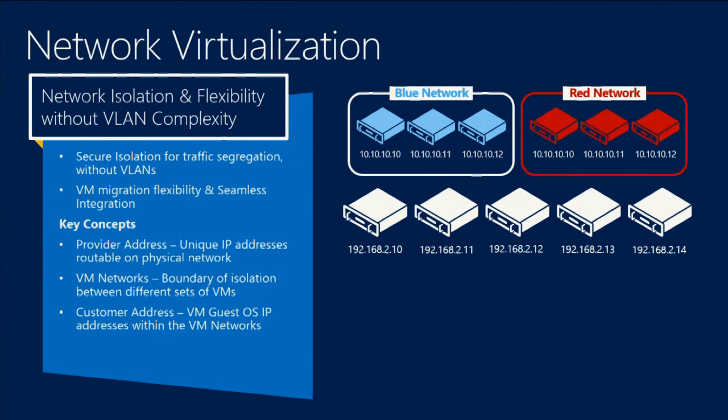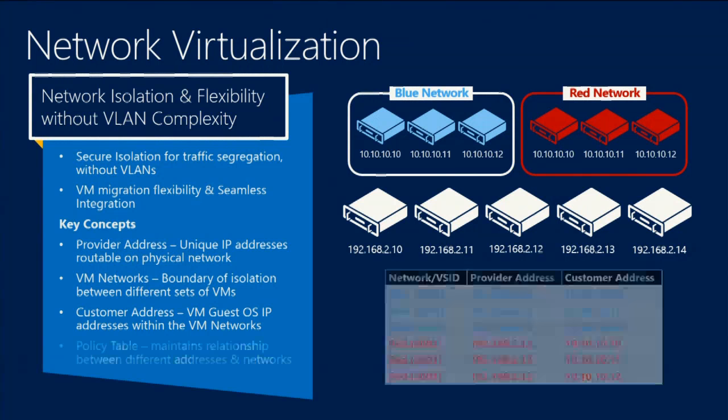Notice these VMs have an IP address of their own, as you'd expect, and that is the customer address, the guest OS IP. And you'll see that the red network VMs and the blue network VMs have got identical IP addresses. Yet because they're isolated in these virtualized networks, they don't conflict. No VLANs, they're running on a simplified physical network, but they're isolated.